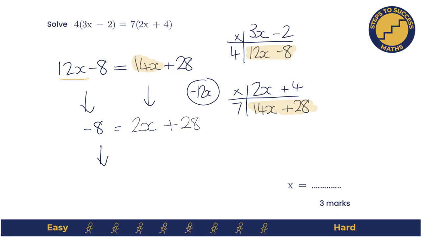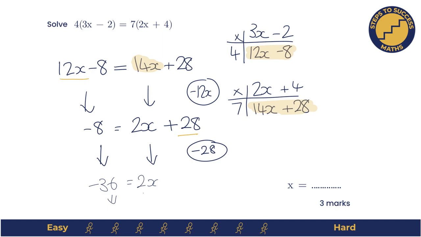Now we need to do the next step. So we like the 2x and we don't like the plus 28. So we're going to take away 28. Negative 8 take 28 is negative 36, and that's now equal to 2x.